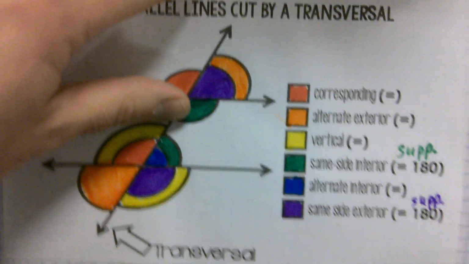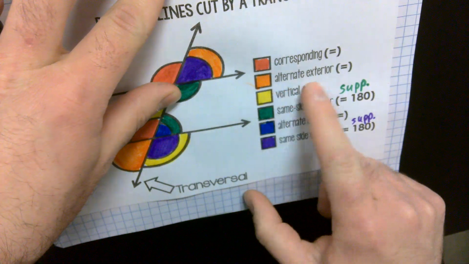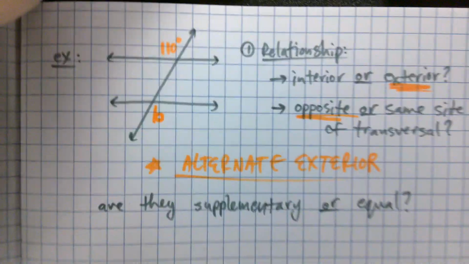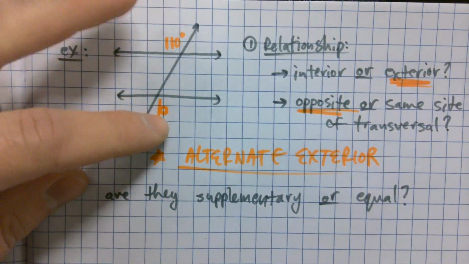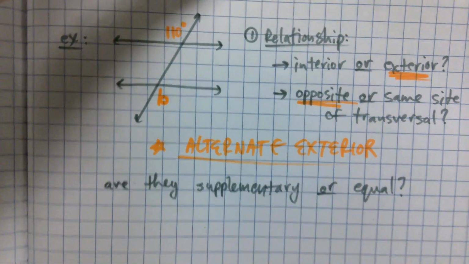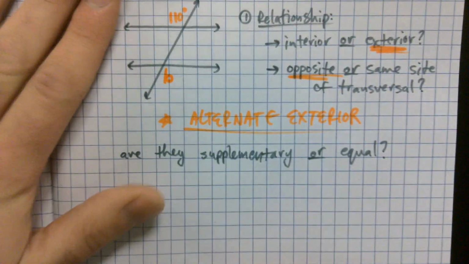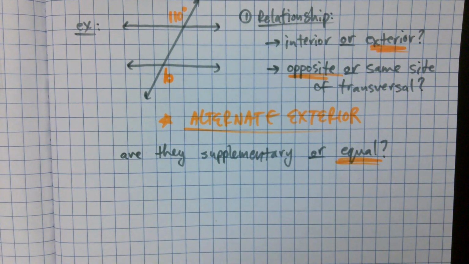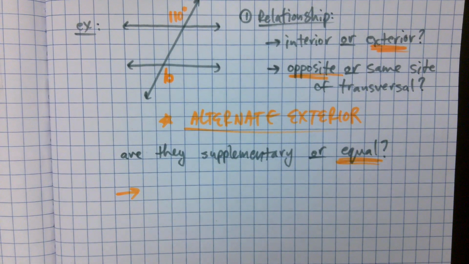How can I tell? Well, just look at it. Alternate exterior is equal. We could also see these are both obtuse angles. They're both greater than 90 degrees, which means that in this relationship they are equal. So we're going to set them equal to each other.